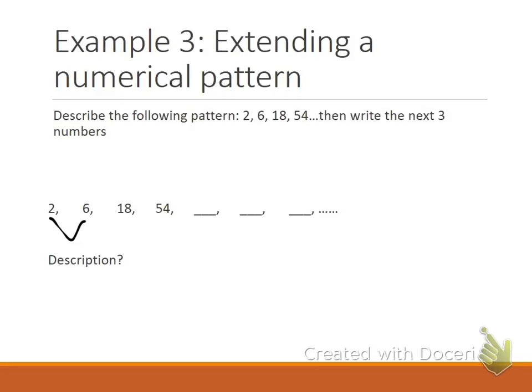So how else can I get from 2 to 6? Multiply by 3. Does that work for all the numbers? Yes, it does. Okay, so I'm going to multiply by 3. So that's my pattern. All right, make sure you're writing this under your notes in example 3. Now that you know the pattern, I want you to fill in the next 3 numbers. All right, so what are the next 3 numbers, class?